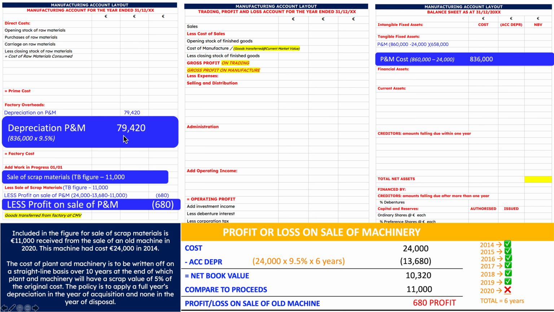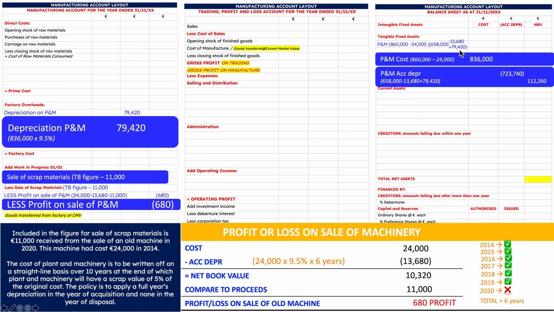Okay, so we got a figure here of 79,420. How do I get that? Well, I take my 836,000, which is my cost at the end of the year, and multiply it by 9.5% depreciation rate per year. Why did I use 836,000? Okay, so the policy is to apply a full year's depreciation in the year of acquisition and none in the year of disposal. So I'm not going to depreciate that 24,000 at all this year, so it's going to be the 836,000 there.